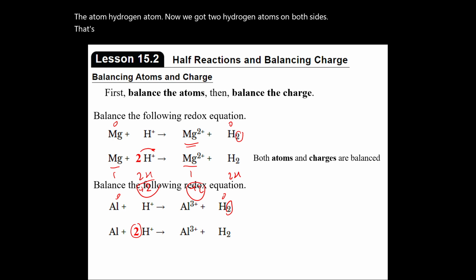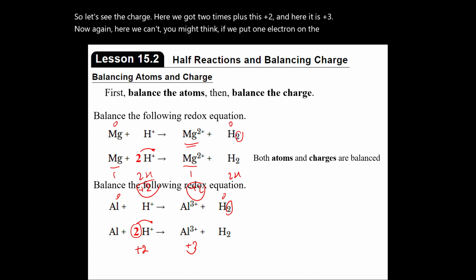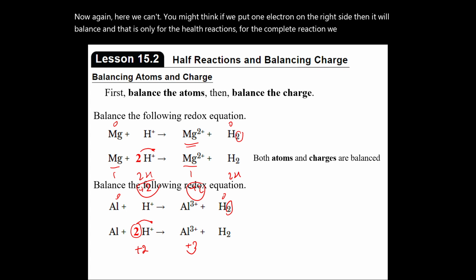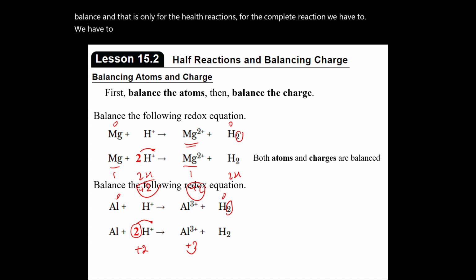So let's see the charge. Here we got 2 times plus 1, so that's plus 2, and here it is plus 3. Now, you might think if we put 1 electron on the right side, then it will balance. That is only for the half reactions. For the complete reaction, we have to balance the charge by changing the coefficients.